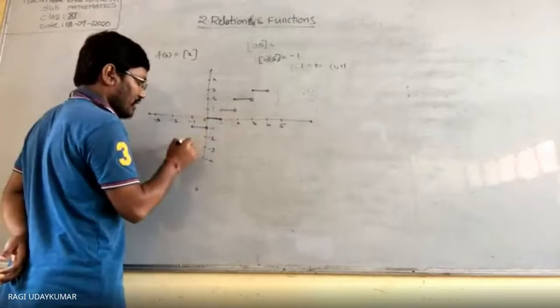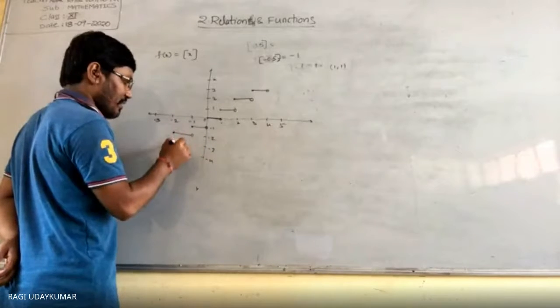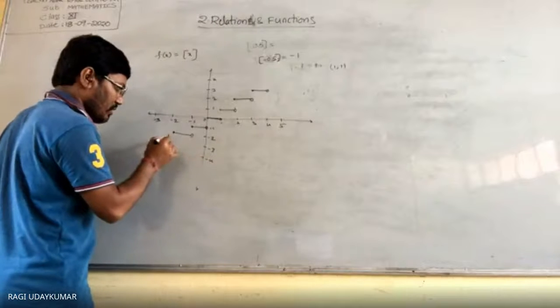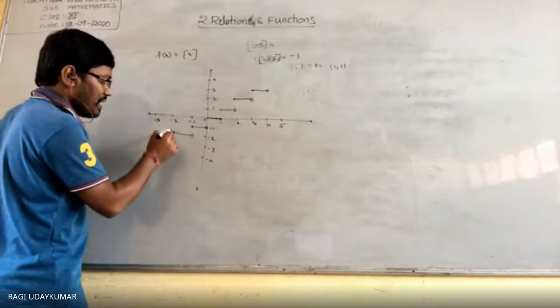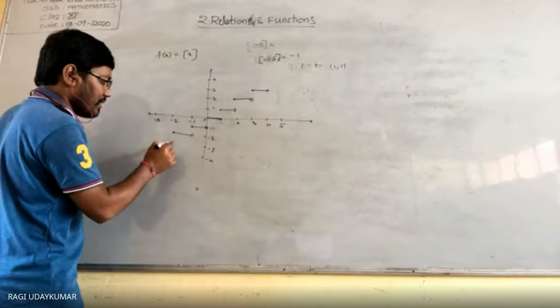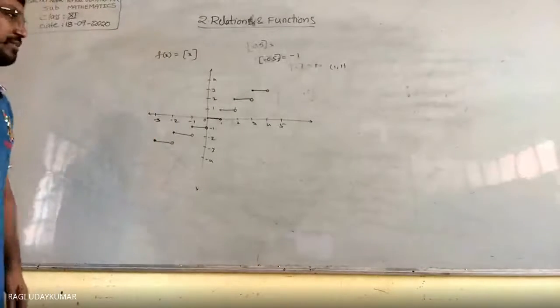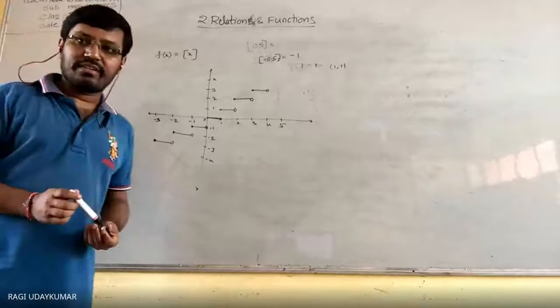Same figure you are going to get. And now here circle, here to here फिलअप करना है. Next here -2 value is -2. -2 से less than, if you take -3 आएगा, तो इधर से इधर तक, and this you have to fill up. So this is the graph of the greatest integer function.